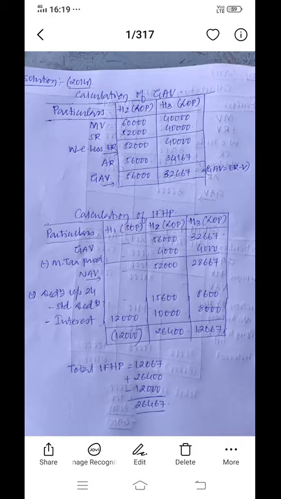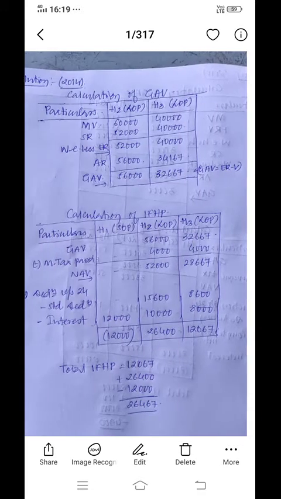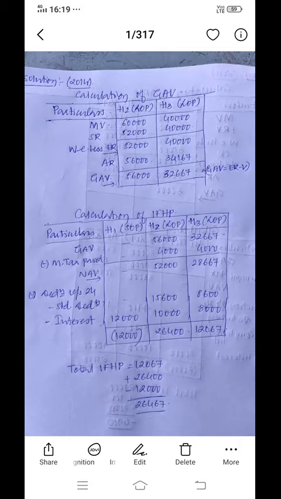Less what? Municipal tax. Now see in the problem, the local tax given, you have to consider as municipal tax. So 2,000, 4,000 and 4,000. But for house 1 it does not apply. House 1 has no municipal tax. So house 1 is dash, for house 2, 4,000, and for house 3 also 4,000 has to be deducted.